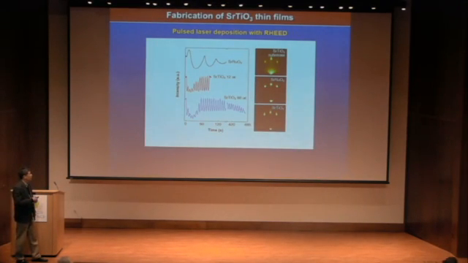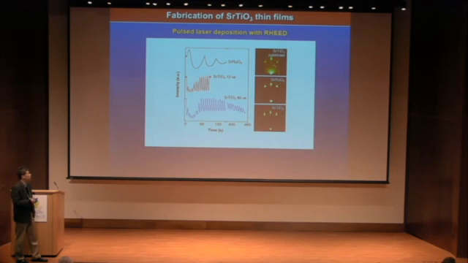And so we grow the strontium ruthenate bottom electrode and strontium titanate, changing the thickness of the strontium titanate from 12 unit cells to 120 unit cells. You can see that the number of oscillations is clearly observed, and the RHEED pattern is very clean.